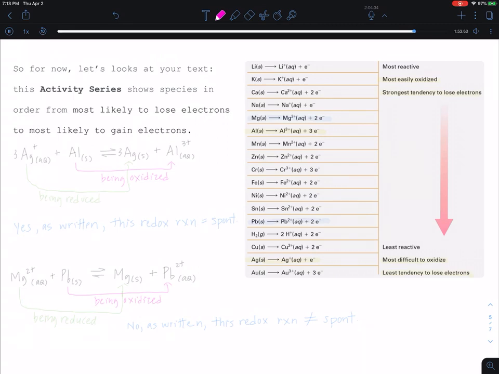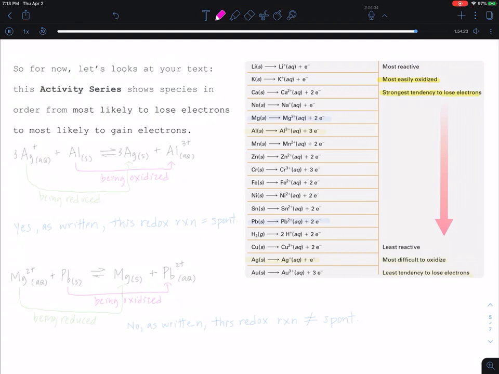Like, that could be anything, right? You could look at a table of reduction potentials and say, well, the power to be reduced, that's most reactive, right? I mean, it's all just kind of how you look at it. But your book underneath most reactive is saying, what I mean by that is most easily oxidized. Fine. Strongest tendency to lose electrons at the top here. What do you think that also means? If it's most easily oxidized, isn't it least easily reduced, right?